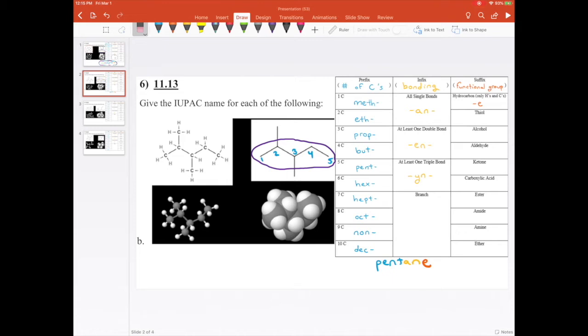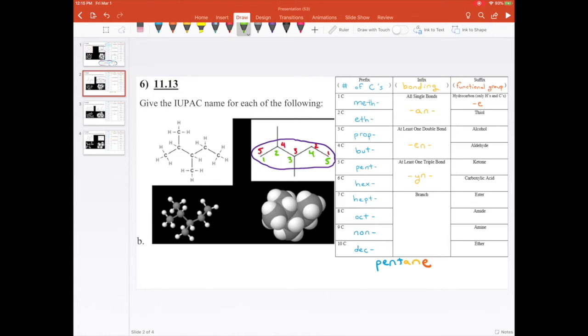All right, now that we've named the backbone, let's name the branches. And when you name branches, the first thing you have to do is to say where they're connected to the backbone. And to do that, we have to number the backbone. Now we could technically, theoretically, number this backbone left to right or right to left. 1, 2, 3, 4, 5, or 1, 2, 3, 4, 5.